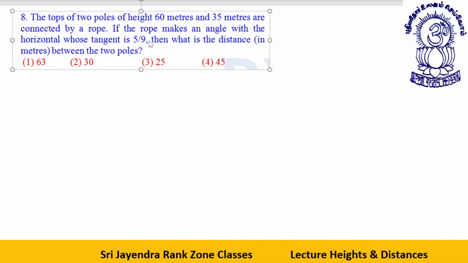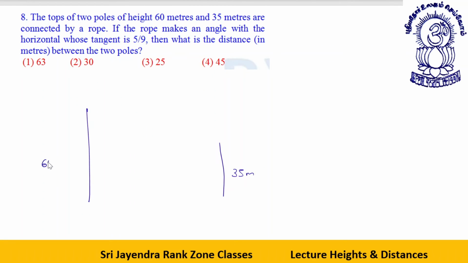So the tops of two poles of height 60 meters and 35 meters are connected by a rope. This is 60, another is 35. Let's draw it like this. This is one pole, this is another pole. The height is 35 meters, 60 meters. And they are connected by a rope. If the rope makes an angle with the horizontal whose tangent is 5 by 9.